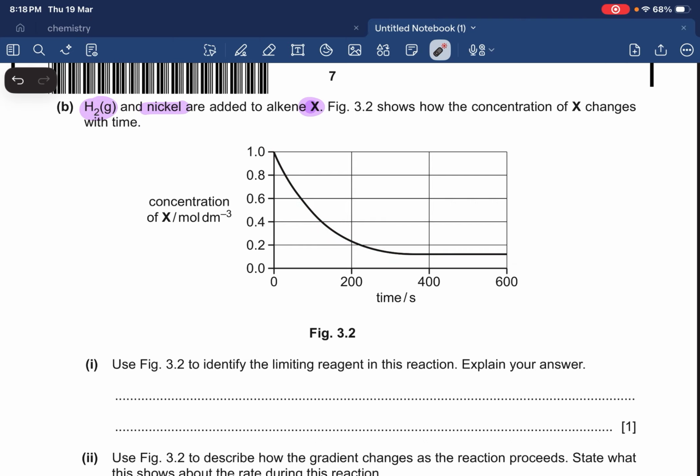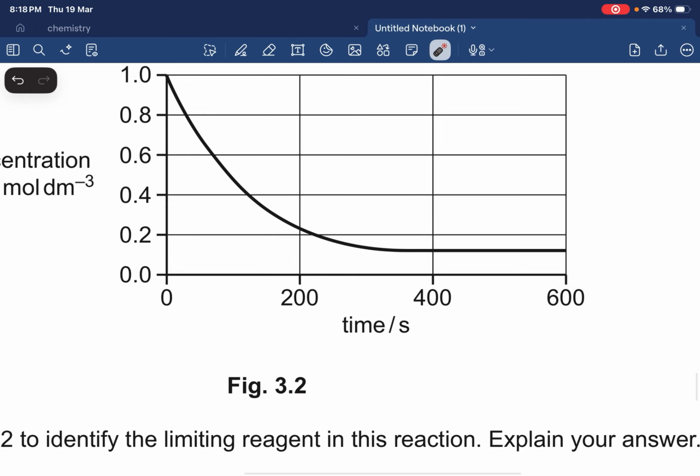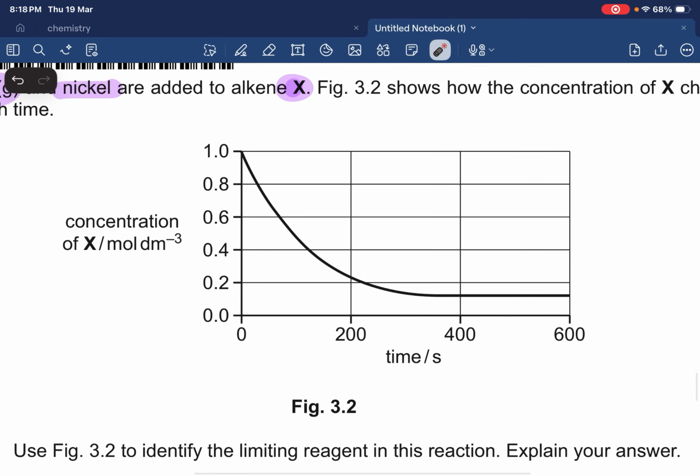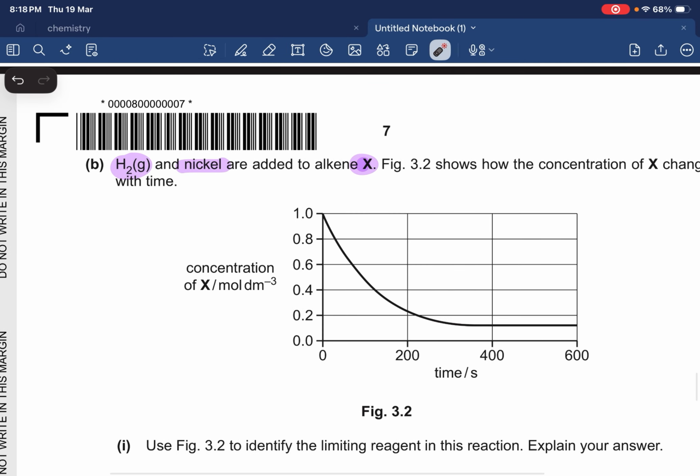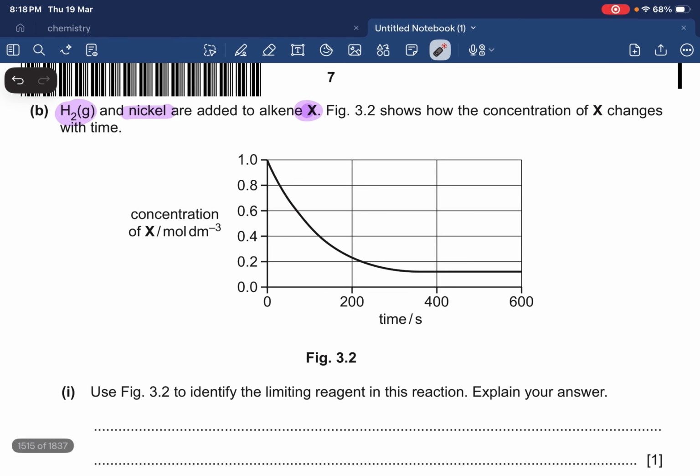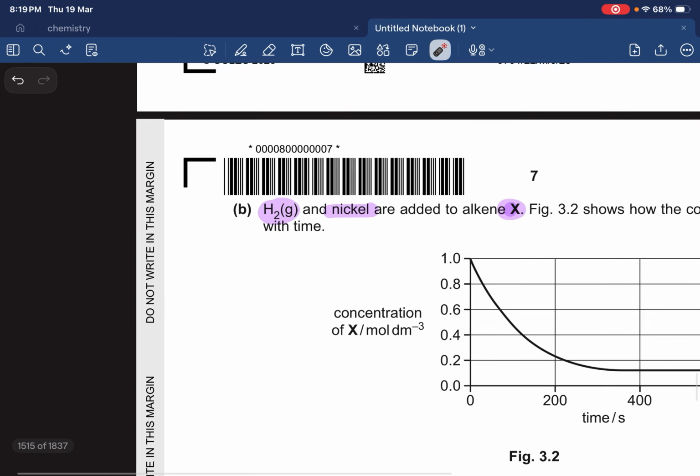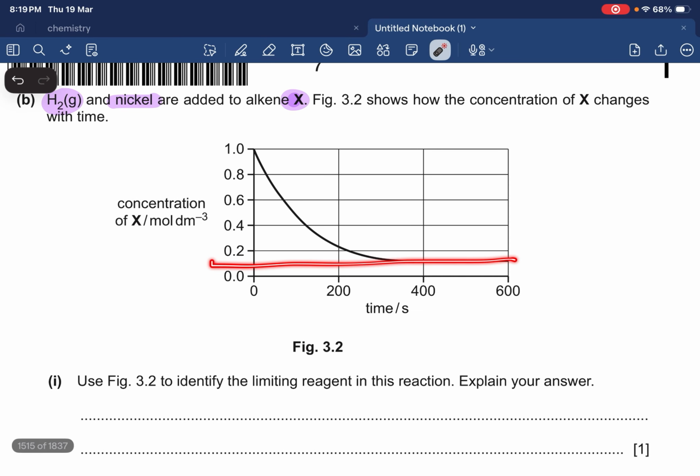Use figure 3.2 to identify the limiting reactant in this reaction. Explain your answer. So you can see that after some time the amount of X has become constant, but it has not reached 0, so there is still some X left. So the limiting reactant is, I guess, going to be hydrogen because it's going to be used up. And the explanation is that even after the reaction is over, the lines become flat and there is still X left.